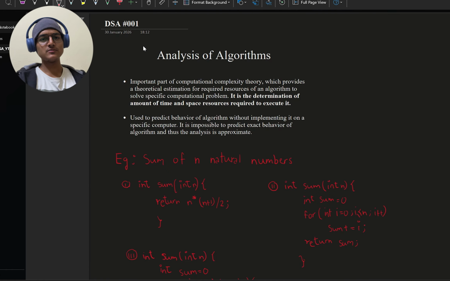We can also say that this method can be used to predict the behavior of the program, that is, to understand theoretically without implementing it on a computer or writing the program and running it. We can predict how much time and space the program might consume when it is run on a computer, and it will determine it irrespective of the device, which means that it will be common for all devices rather than just a specific computer or a specific device.